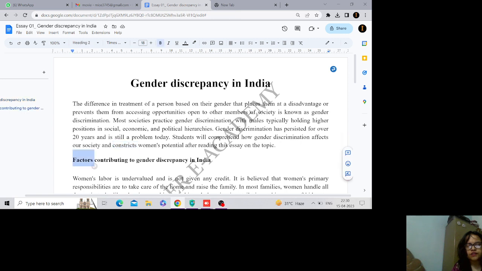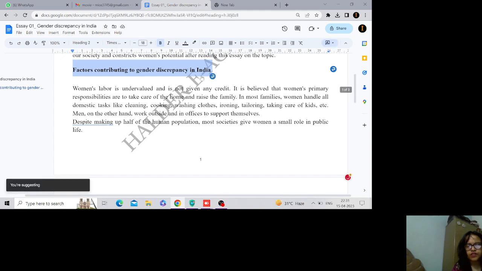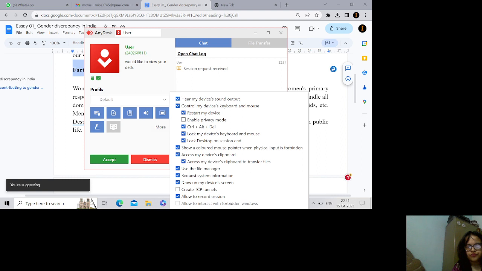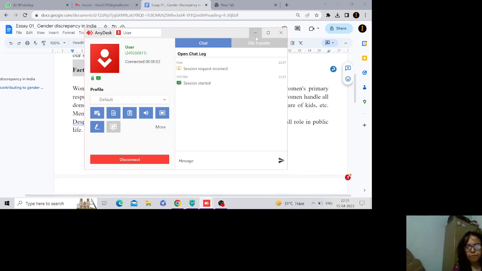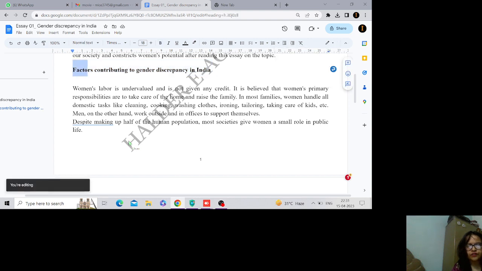Now, the second part of the essay is about the factors that contribute to gender discrepancy. Basically, we will know what the factors are that lead to gender discrepancy, and we will tell what factors contribute to gender discrepancy in India. It's a subheading that you can add to the essay to make it easier to understand and worth reading.